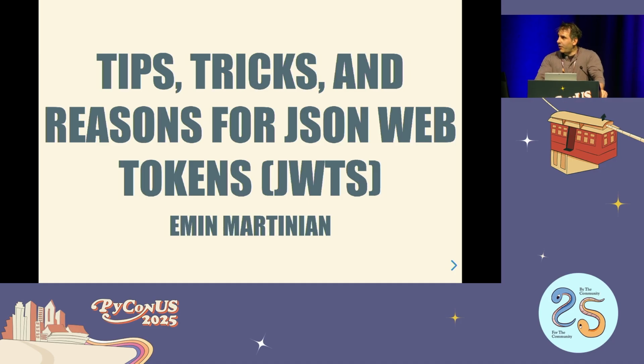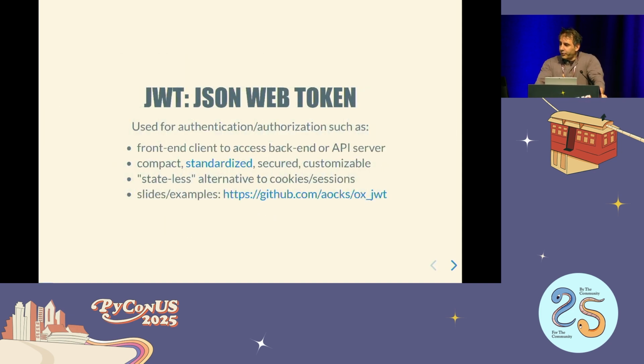Thank you very much for that applause, and thanks for coming to my talk about tips, tricks, and reasons for JSON Web Tokens. Briefly speaking, JSON Web Tokens are used for authentication and authorization. For example, if you have a front-end client, like a single-page web app or an application on your phone, and you want to communicate with a back-end server or an API server, they are compact, standardized, secure, and customizable, and they're a great stateless alternative to cookies and sessions. Also, these slides and any of the sample code mentioned are on GitHub, so feel free to grab it from there.